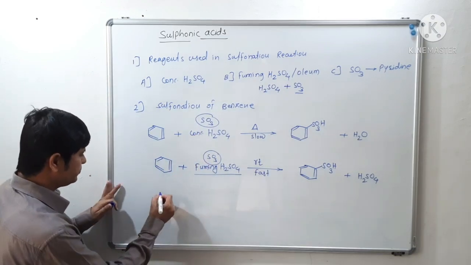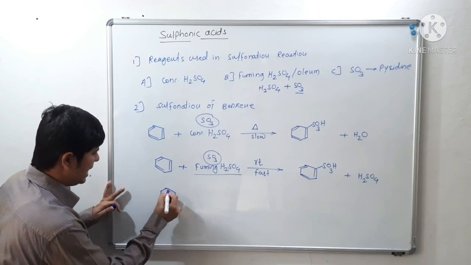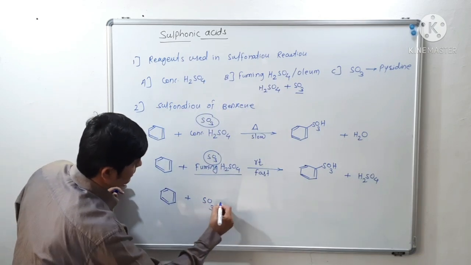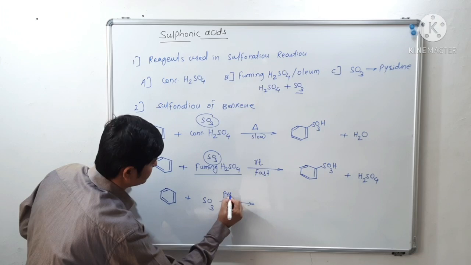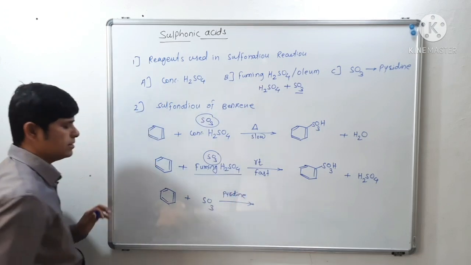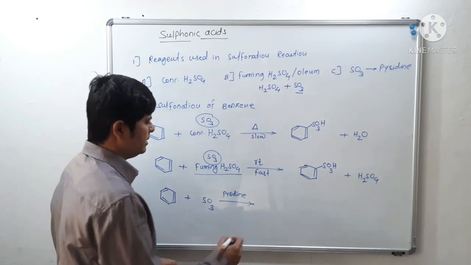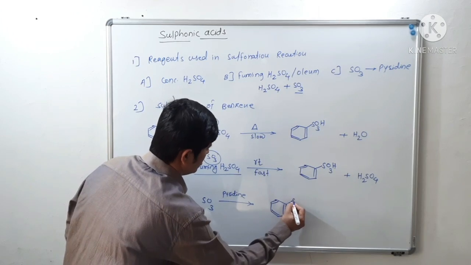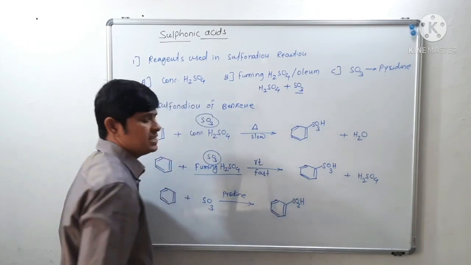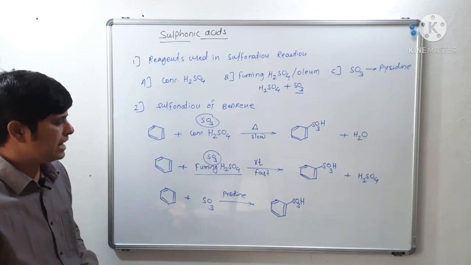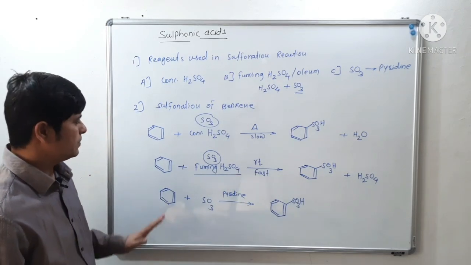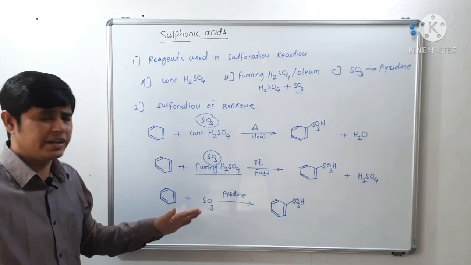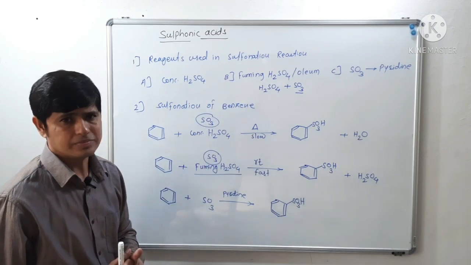Now let us see the reaction of benzene with sulfur trioxide in the presence of pyridine. When we react benzene with sulfur trioxide in the presence of pyridine, what will we have? We will have benzene sulfonic acid here also. In this way we can react benzene with different reagents to get benzene sulfonic acid. Is that clear?